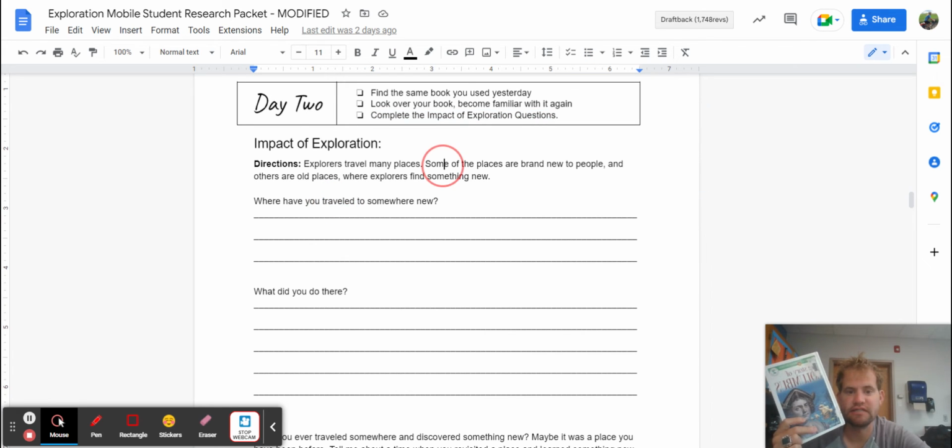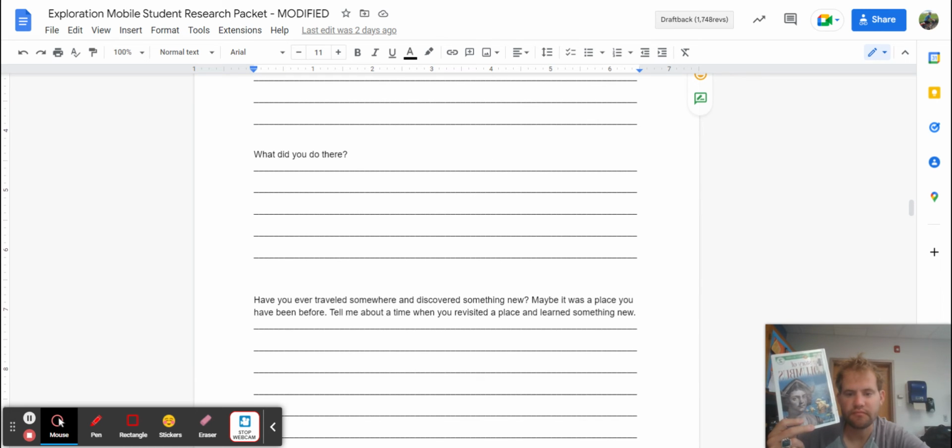Explorers travel many places. Some of the places are new, some are old, but they're discovered by somebody new. Have you ever traveled to somewhere new? And then what did you do there? Have you ever traveled somewhere and discovered something new? Maybe it's a place you've been before. Tell about a time you revisited a place and learned something new.